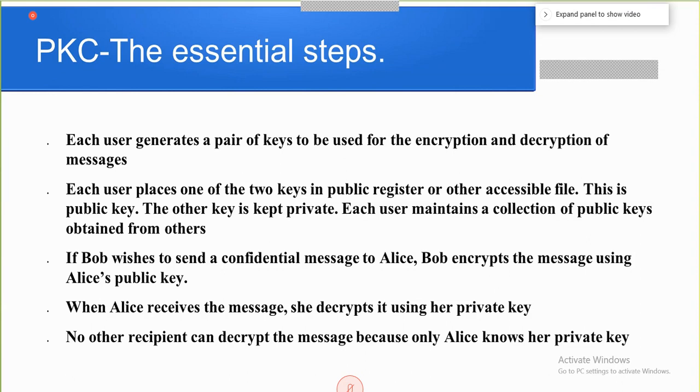So if you want to ensure confidentiality, the sender should encrypt the message using the recipient's public key. When Alice receives the message, she alone can decrypt it, using her private key. No other recipient can decrypt the message because only Alice knows her private key. Next.